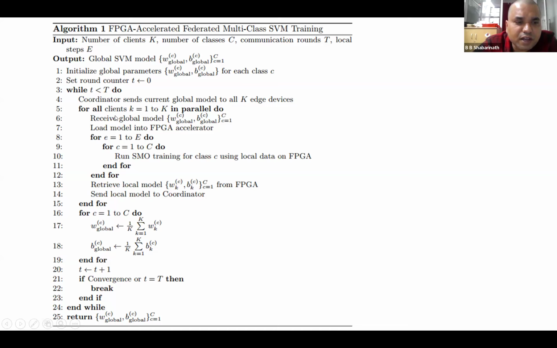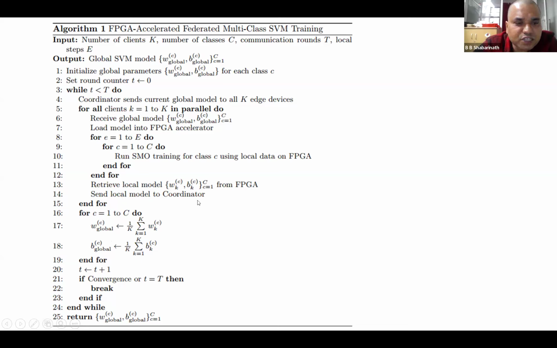So once all the models are updated to the global server, the parameters will be updated, and this process will be repeated till convergence, or till the number of local steps initialized by the user. Once this is done, the final global model can be used as a model for our classification purpose.